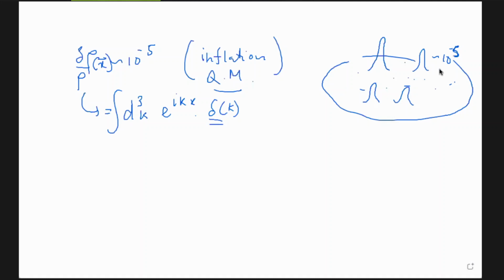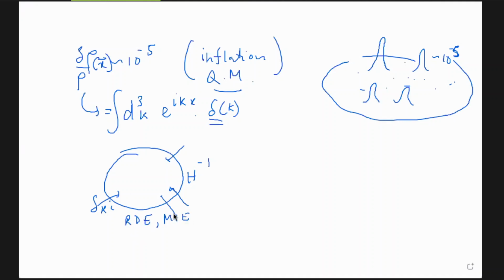But this 10 to the minus 5, when they enter the horizon, we remember that H inverse is the horizon. They enter the horizon, more and more modes, different k, delta k, enter the horizon in a radiation dominated universe and in a matter dominated universe. You remember, all of you, that they enter the horizon and start growing? We have told you that when they entered, because the H inverse we have plotted, different scales we have plotted.